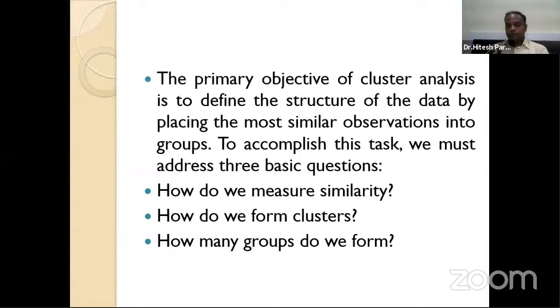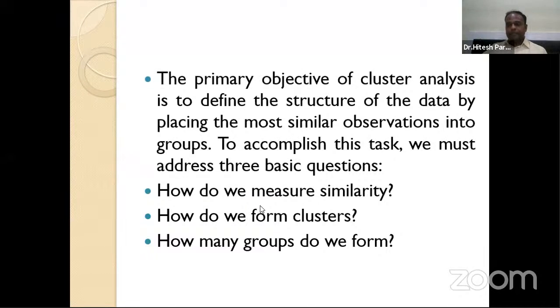Number one. After measuring the similarity, how do we form clusters? Whether only one cluster can be formed or as many clusters as there are respondents. How do we form the cluster? How can we separate the respondents or groups from one another? How can we determine the heterogeneity? And how many clusters or groups do we form? So these are the three questions that we need to answer.